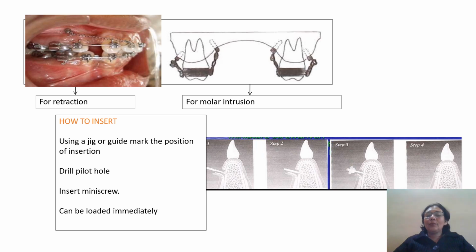Now while placing, we take the help of a jig. With the jig, we can know the area between the roots where we have to place it, take an X-ray, and through the same jig we can place the implant by drilling a pilot hole and inserting a mini screw, and that could be loaded immediately.